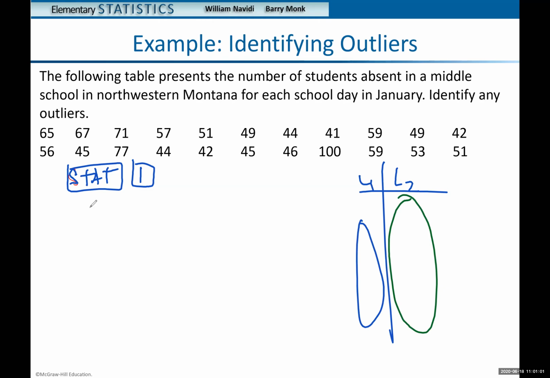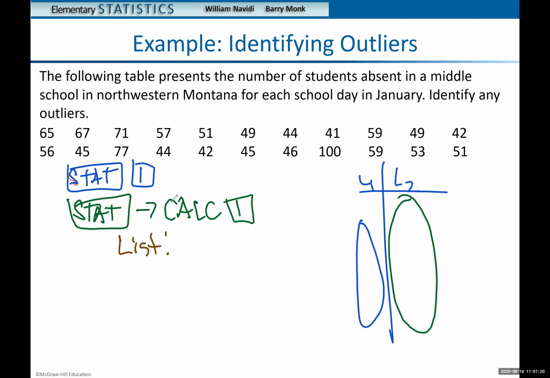Okay, so next, to get the answers, start. But this time, don't forget to change the list. Since you entered these numbers into L2, this should be L2. How do you enter L2? Press second, second to enter L2, and then calculate.